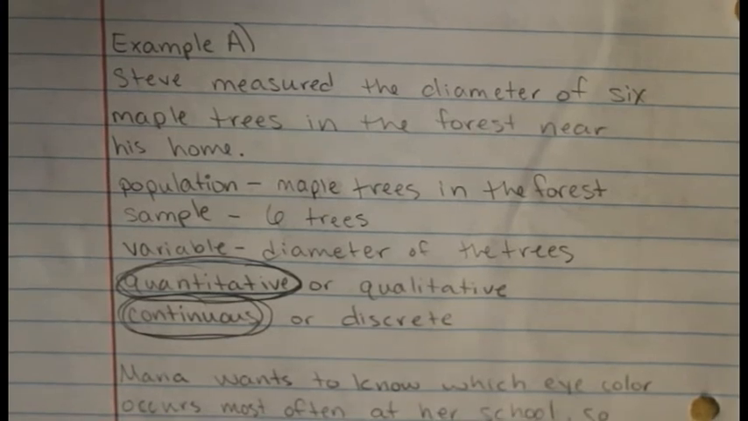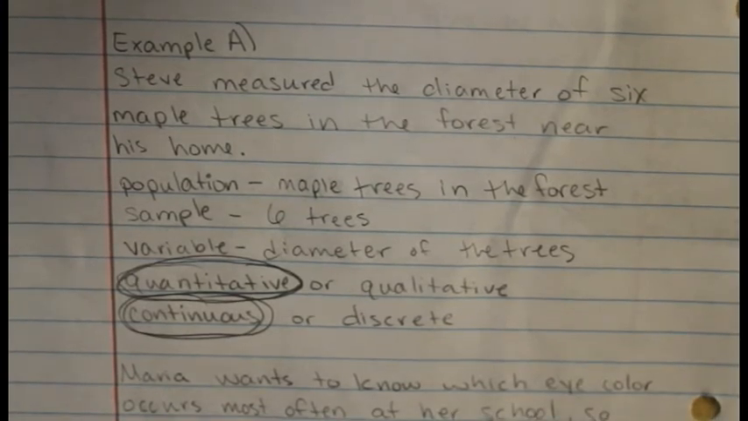Tomorrow we are going to talk about measures of center, and you'd be quite surprised how much you actually know about measures of center.